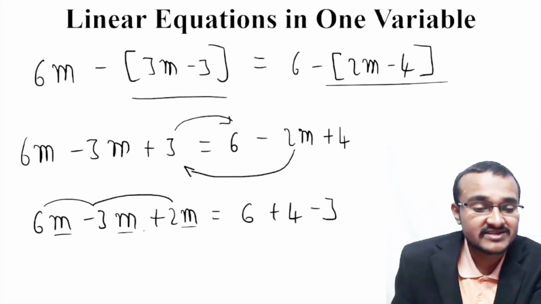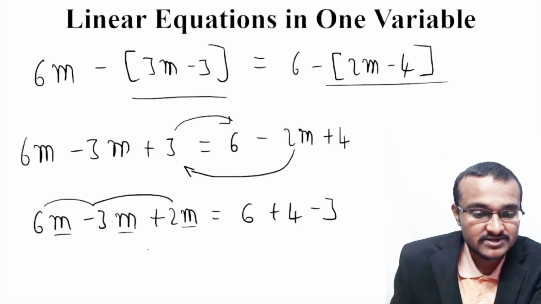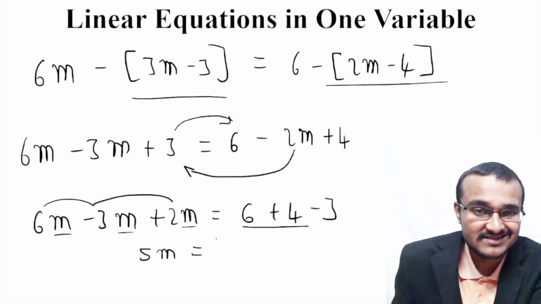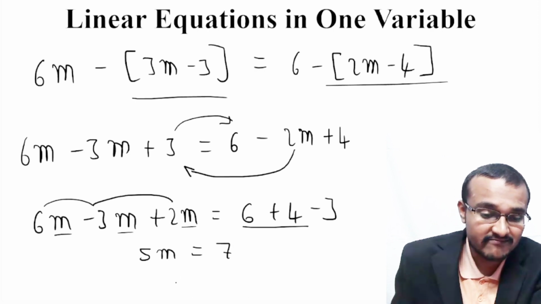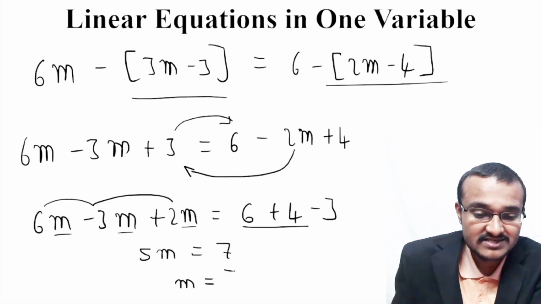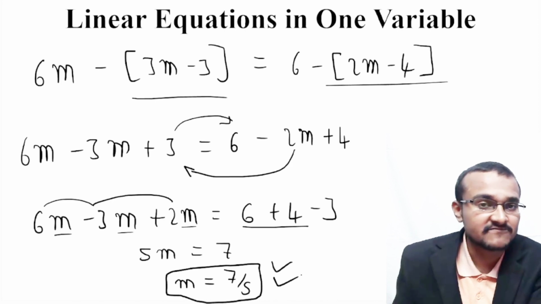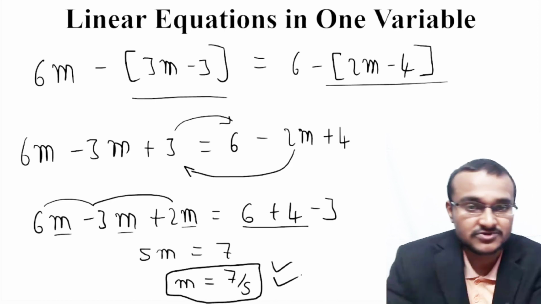So 6 minus 3 will be 3. 3 plus 2 will be 5. So 5m is there on LHS. Here also you can do 6 plus 4, 10. 10 minus 3 is 7. So the value for m is 7 by 5, because here 5 is multiplied with m, when it goes to RHS, it will become divided by 5. So m is equal to 7 by 5 is the answer for this particular 6th question.